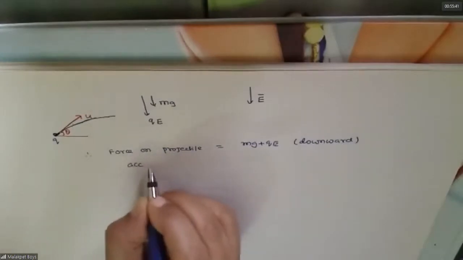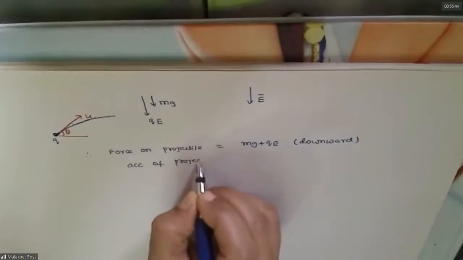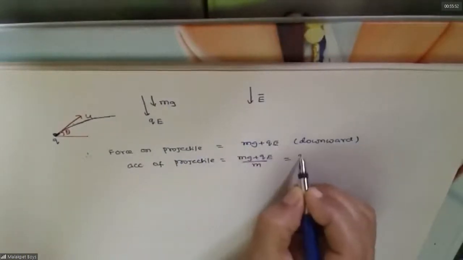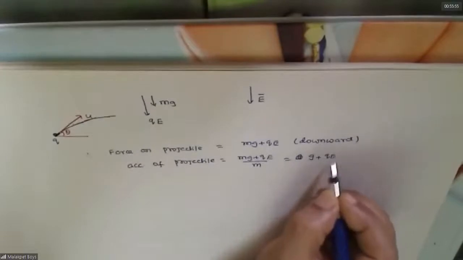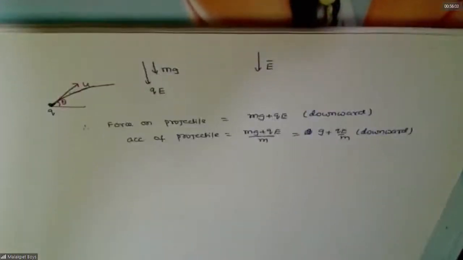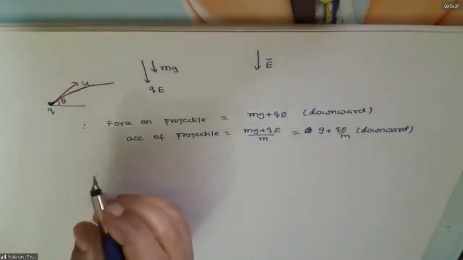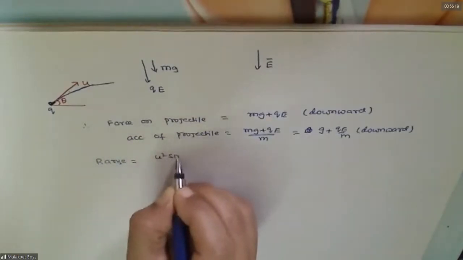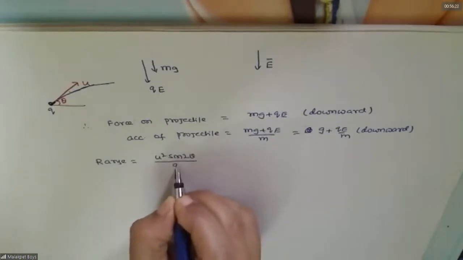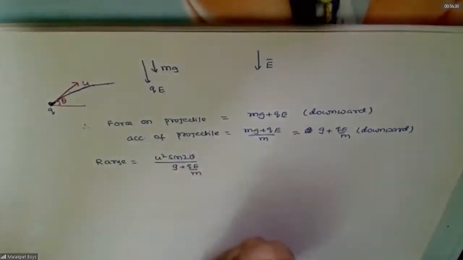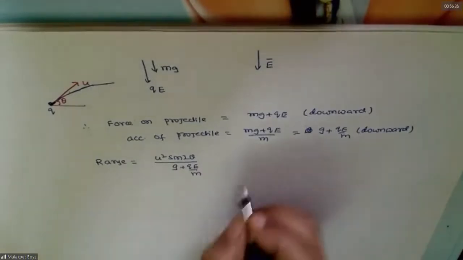Okay, so acceleration. This net force, do you agree with this? Yes, sir. Now what is being asked? Horizontal range. Remember what is horizontal range? Now you know, u square sine 2 theta by g. So range is nothing but u square sine 2 theta by g. Now here you should take the net acceleration. Understood this? Yes, sir.